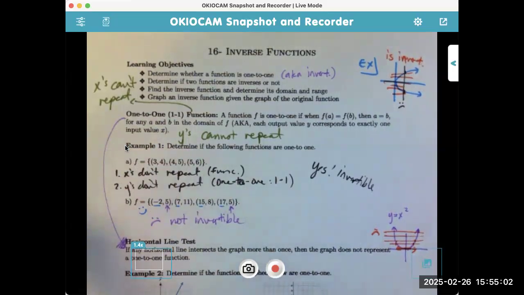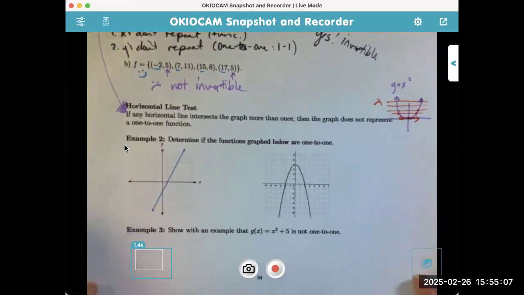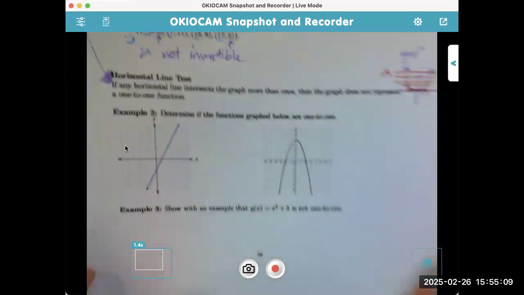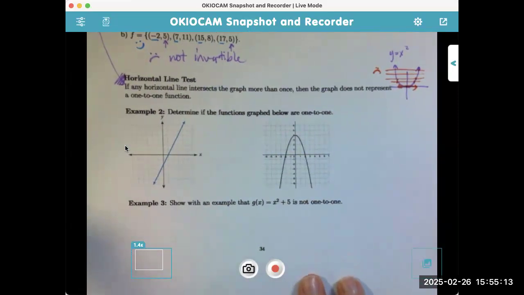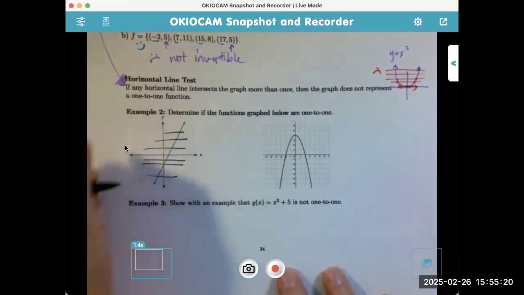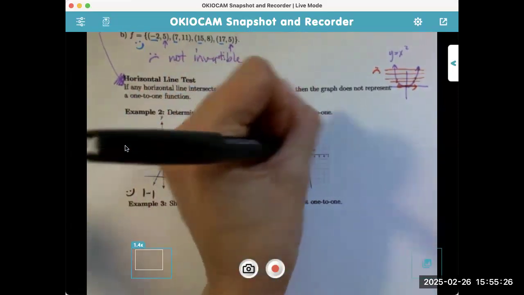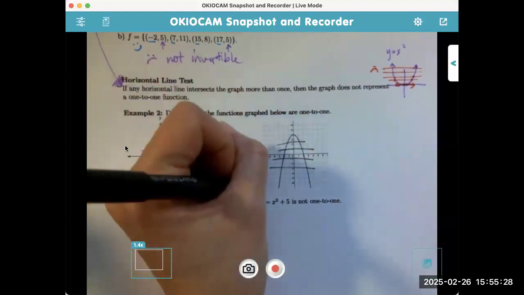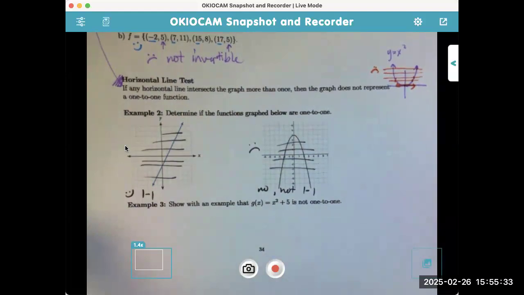Okay. So determine if the functions graphed below are one-to-one. Well, here we just have to test, do they pass the horizontal line test? What do y'all think? So this one? Yes, one-to-one. This one? No, not one-to-one. Thus not invertible.